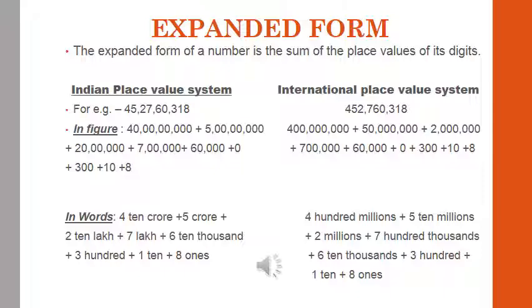And if you talk about in words, you can see 4 is at which place, it is at 100 million place, so 400 millions, then 5 10 millions, we have 2 millions, then 7 100,000, and 6 10,000 we have, and 0 as it is, 300, 1 10, and 8 ones. That's how we have to write down the expanded form in both the systems, in figure as well as in words. I hope you are all clear with the expanded form and how to write it in figure and in words.